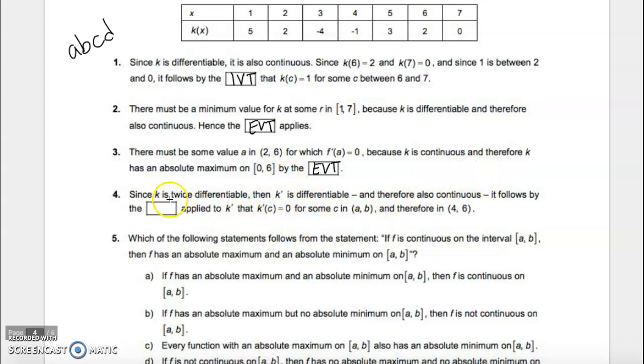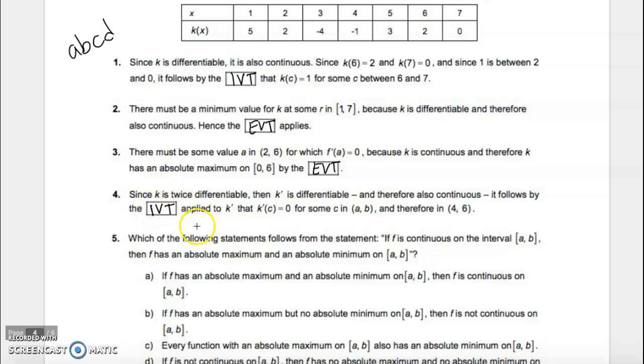It follows by the blank applied to k prime that k prime of c equals 0 for some c in the interval and therefore in 4 to 6. Now this doesn't say anything about a max or a min, and even though we don't have enough information to decide anything about k prime and whether or not this is actually true, basically this isn't saying that this is some minimum or maximum value, so it's talking about a value that's going to fit between two other values, so we would say IVT for this one.